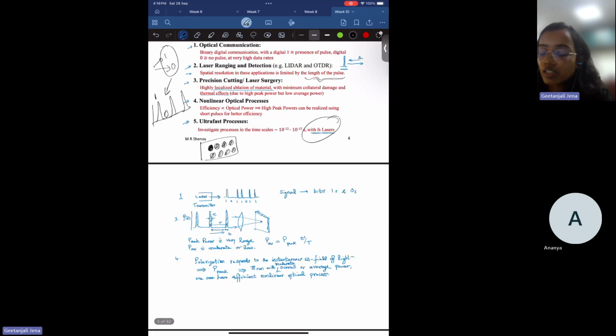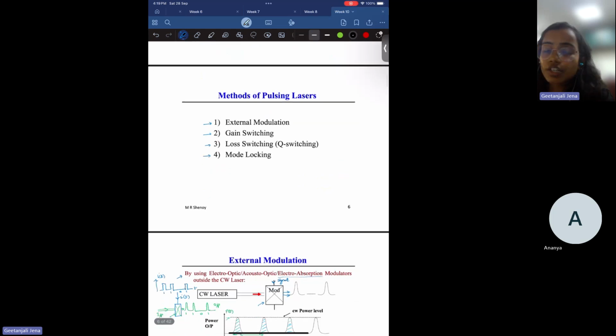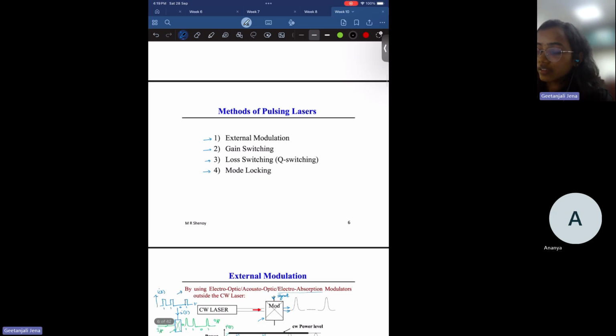So next we'll quickly move towards the methods of achieving a pulse laser. How can we achieve a pulse laser? When you are given materials, or if you are given a continuous wave laser, how can you make the pulse laser?